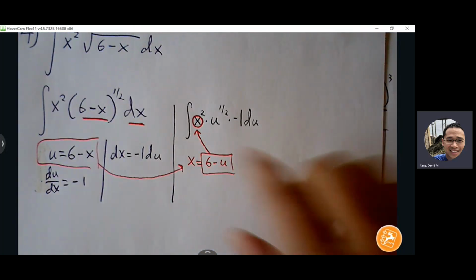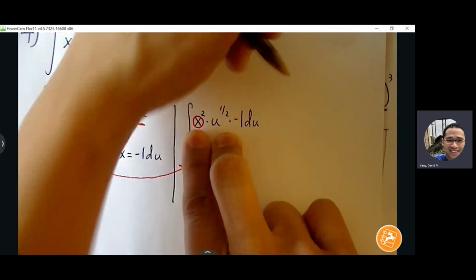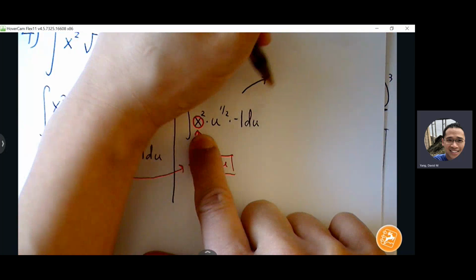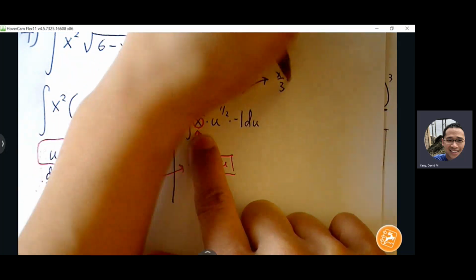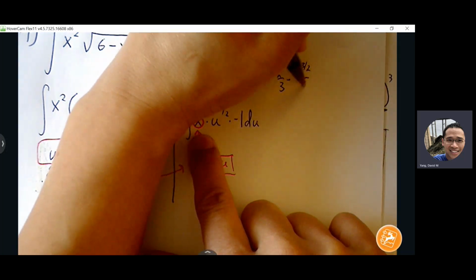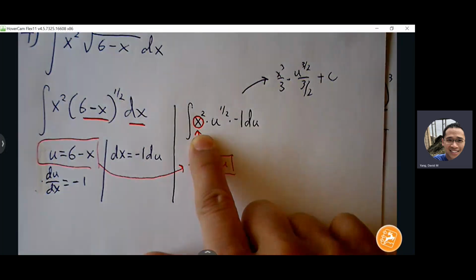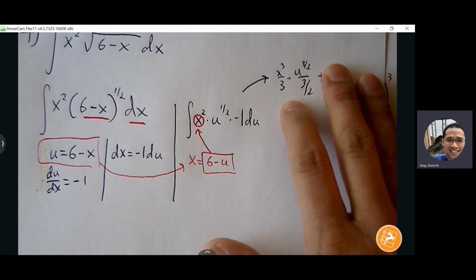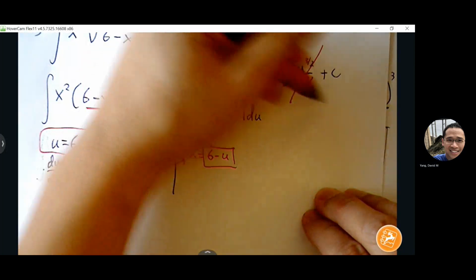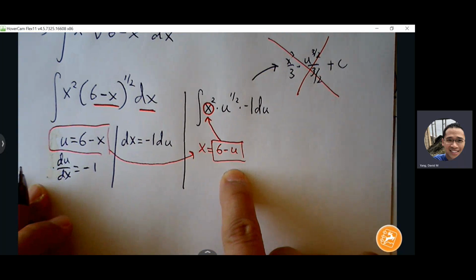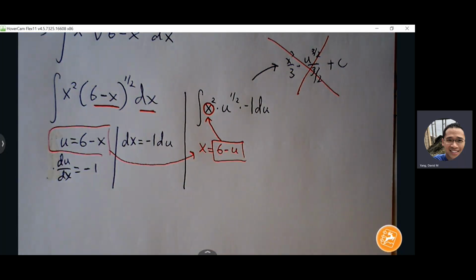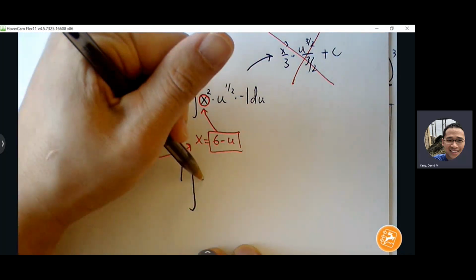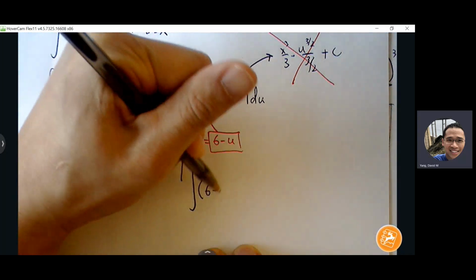Yeah, I see some students do this on the test where they get to this point and they try power rule anyway, and they do x cubed over 3 times u to the 3 halves over 3 halves plus c. Okay, we can't do that. This feels like an easier path, but it's not the correct way. We have to spend the time to deal with that x. All right, so now the x gets replaced with 6 minus u.